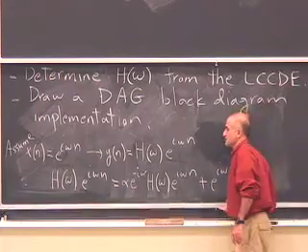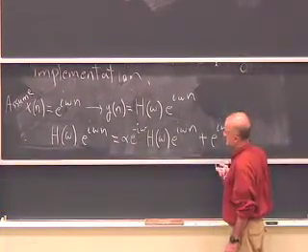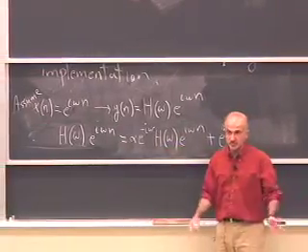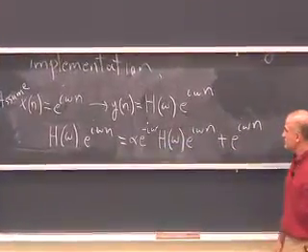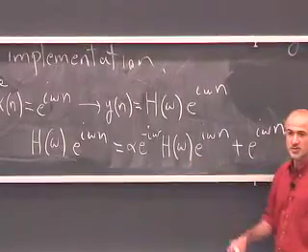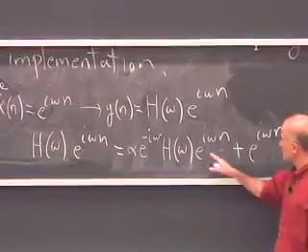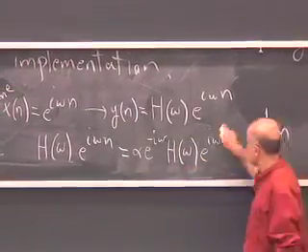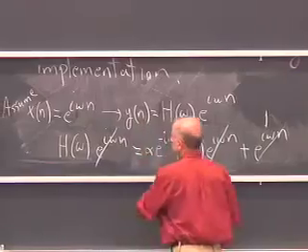And now what do we do? You've got e to the i omega n's here. I don't want any n's in the equation anymore. I want an expression in terms of omega only, and I'm trying to solve for H of omega. That's what I'm trying to find. So what do you do with the e to the i omega n's? Divide them out. So this one divides out to 1, 1, 1.